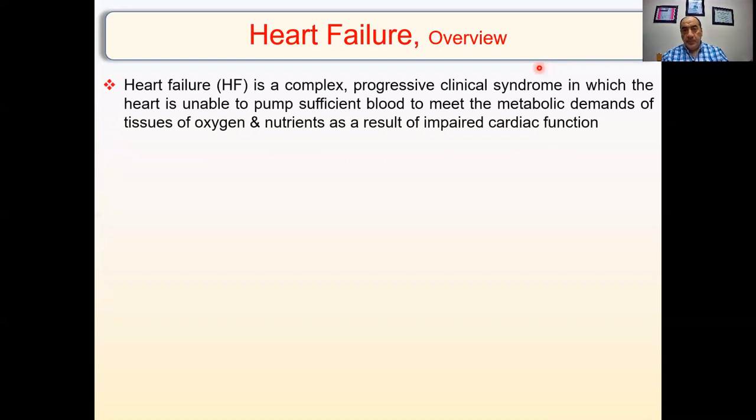Heart failure, what's heart failure? It's a complex progressive clinical syndrome in which the heart is unable to pump sufficient blood. The heart can pump blood, but not sufficient to meet the metabolic demands of the tissues of oxygen and nutrients as a result of impaired cardiac function. So the story starts from here, impaired cardiac function. So now the heart cannot pump enough blood to meet the demands of the tissues of oxygen and nutrients.